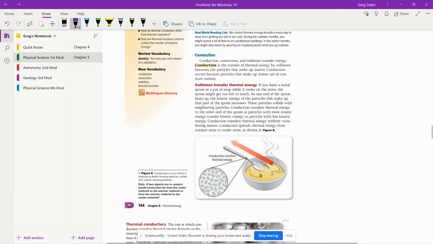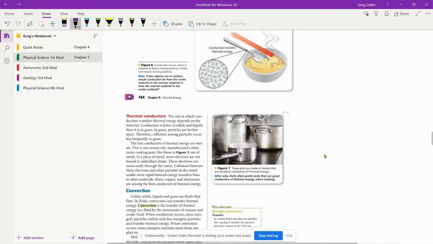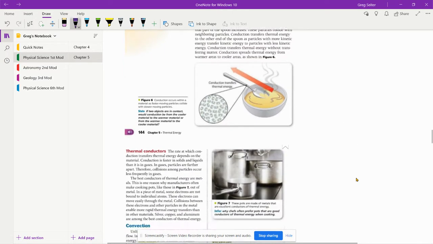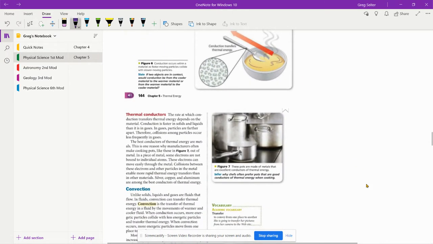Usually it happens in solids. When you're cooking, it's showing here how if you have hot soup or a hot pan of water, a metal spoon will transfer that energy up the spoon and cause it to transfer to your hand, and it'll burn your hand. So conduction is transferred by the particles bumping into each other. All right, those little particles in the matter.